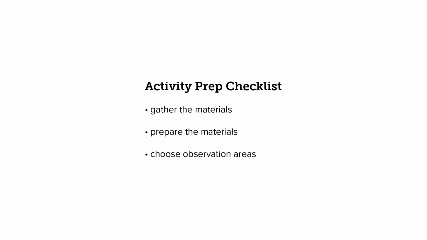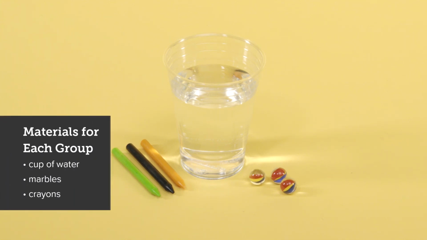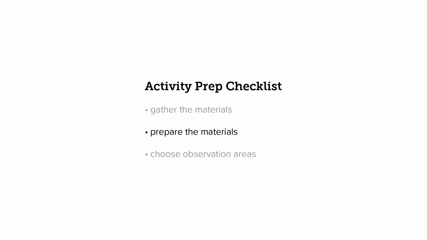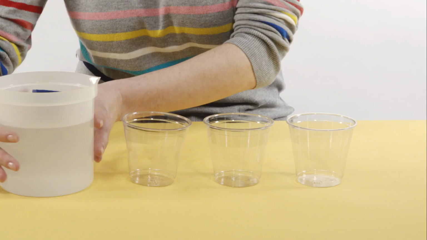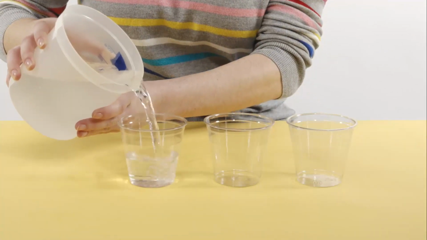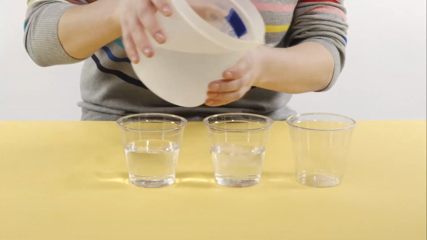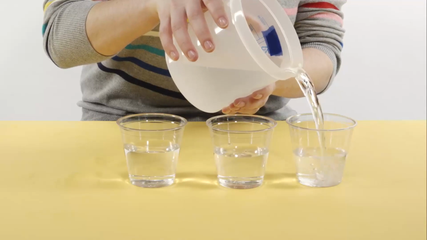As you prepare for this activity, complete this checklist before class starts. First, gather the materials. Each student group needs a cup of water, 2 or 3 marbles, and crayons. Prepare the following materials prior to class to help save time. Fill cups with water. 2/3 of the way full will be enough. Have an extra container of water to take outside in the event a group spills their water.